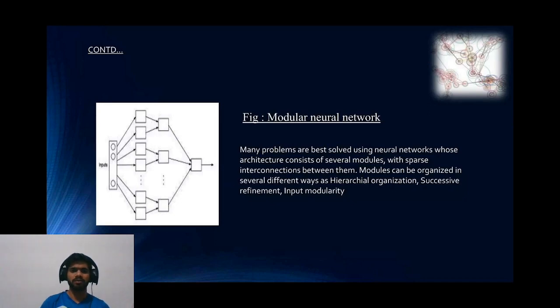Now this figure shows modular neural network. What is modular neural network? Many problems are best solved using neural networks whose architecture consists of several modules with sparse interconnections between them. Modules can be organized in several different ways as hierarchical organization, successive refinement, input modularity.